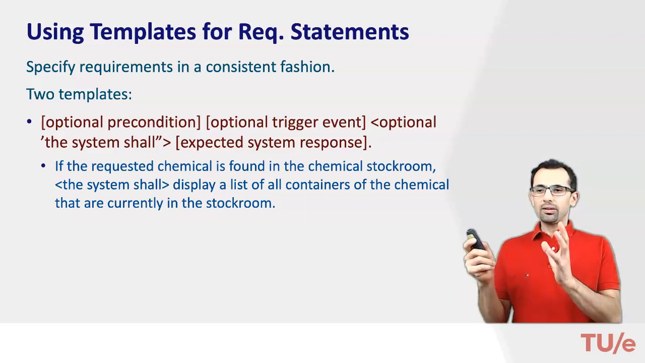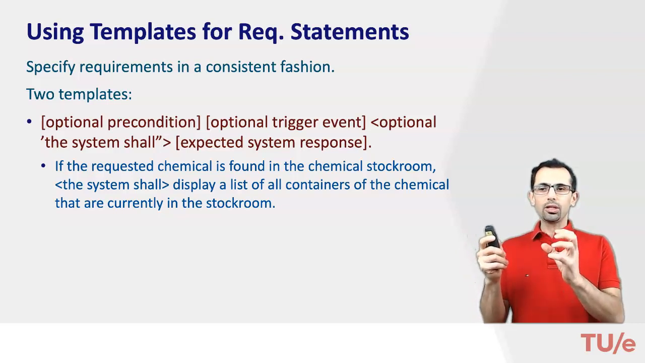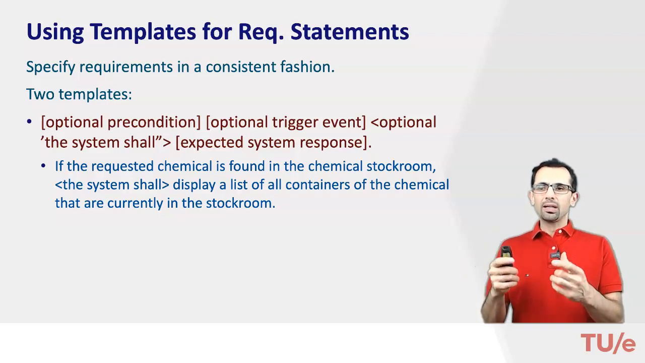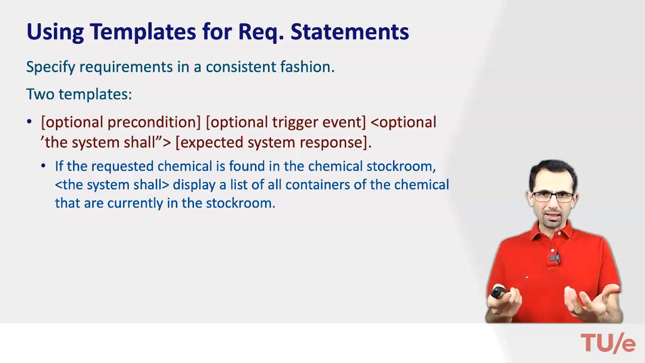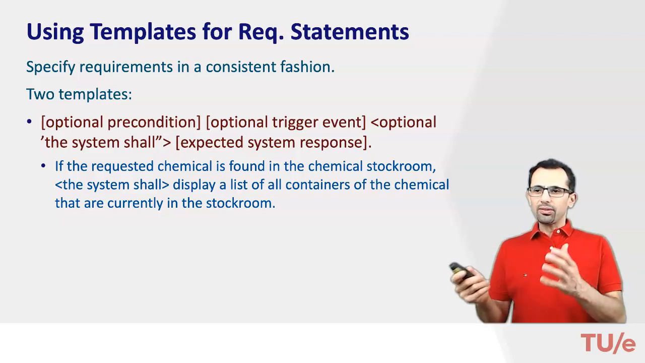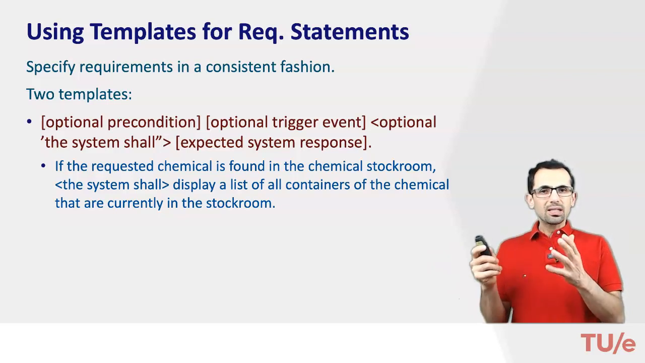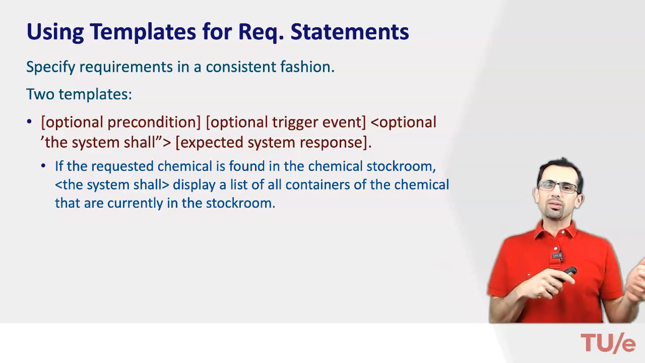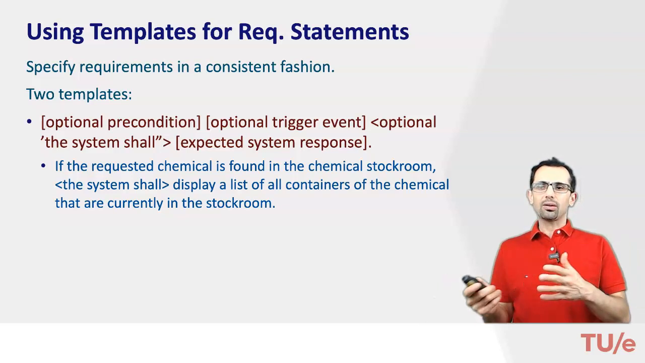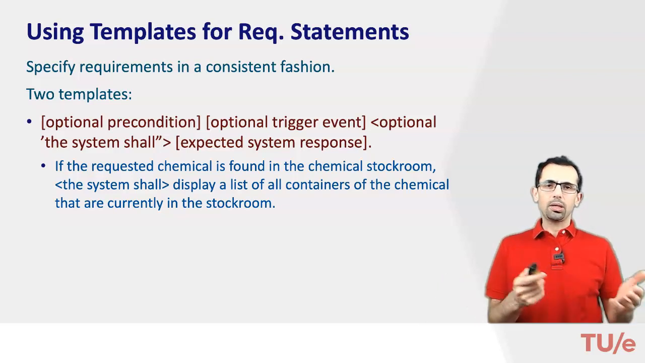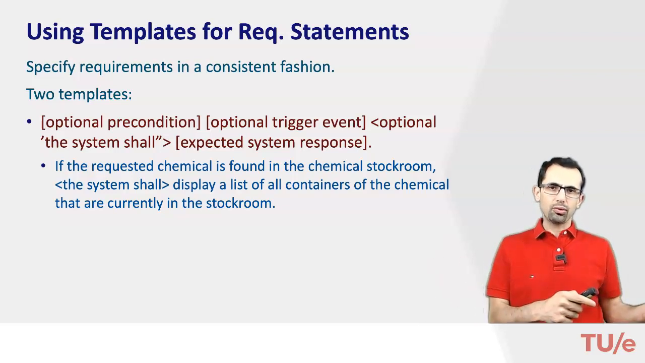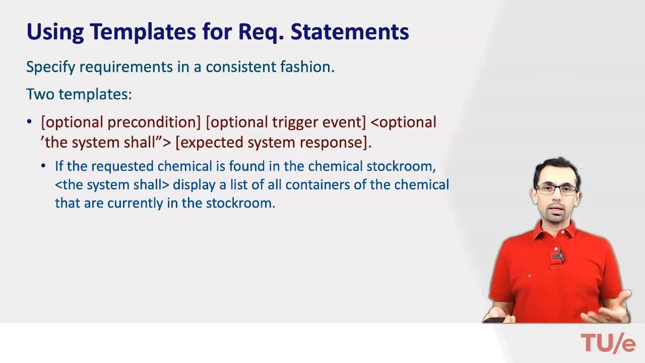You start with a precondition or a triggering event, then you explain how the system should react, what type of response the system should generate. If the requested chemical is found in the chemical stockroom, the system shall display a list of all containers of the chemical that are currently in the stockroom. If something happens, the system should react like that. That is the first template.